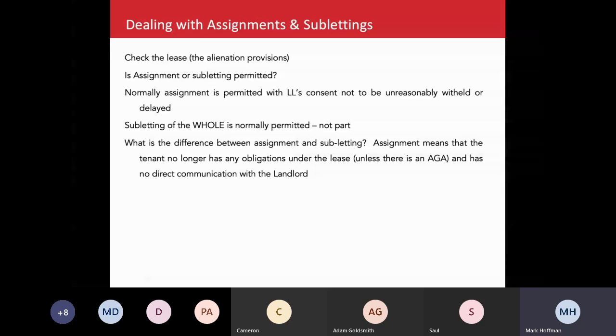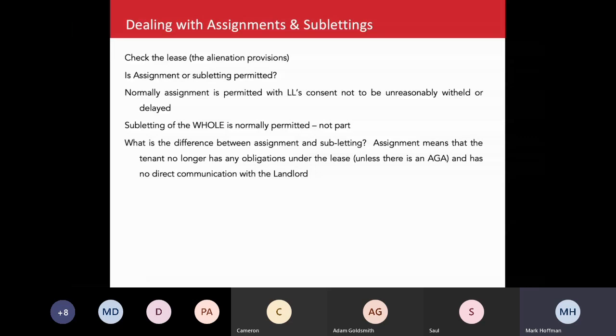Can anybody tell me? Well, you're looking at the screen, so you can see. Assignment means that the tenant no longer has any obligations under the lease, unless there's an authorised guarantee agreement, and there's no direct communication with the landlord. So if you can imagine, we've got landlord at the top of the tree, and we've got tenant. The tenant says, I don't want this lease. I want you to have it, tenant B.